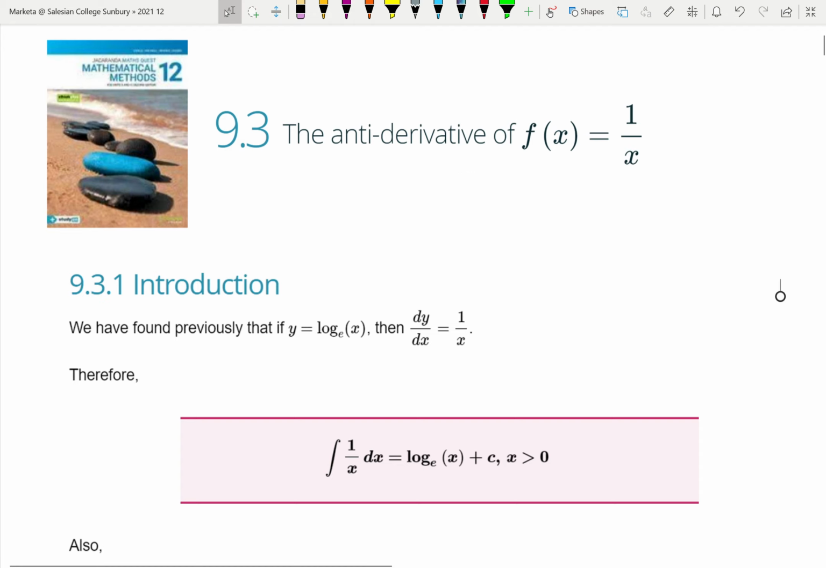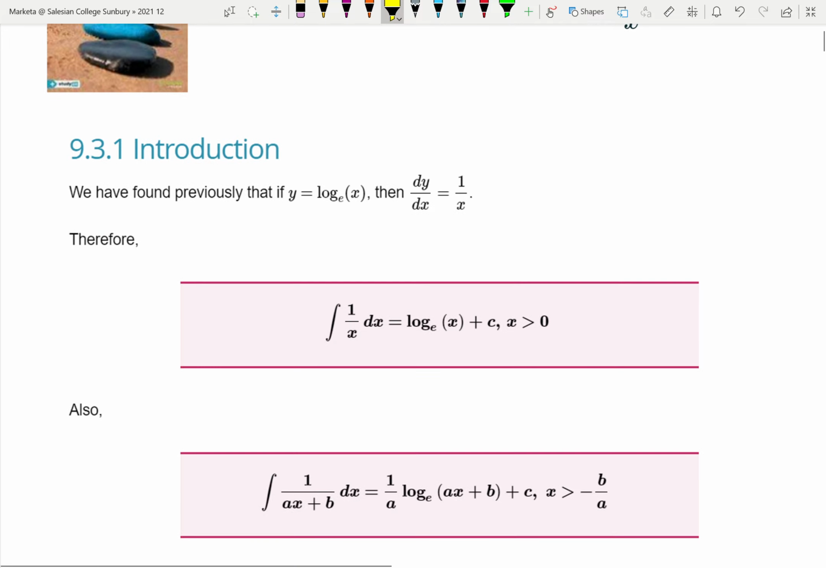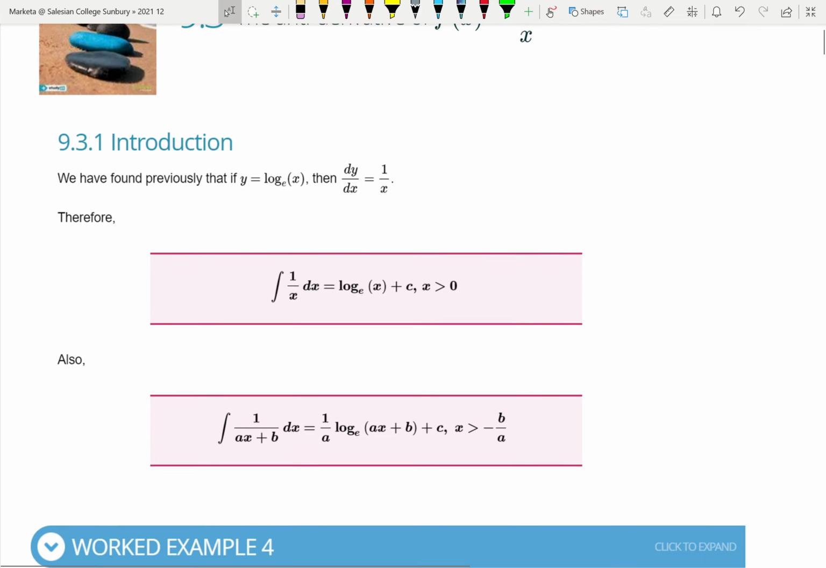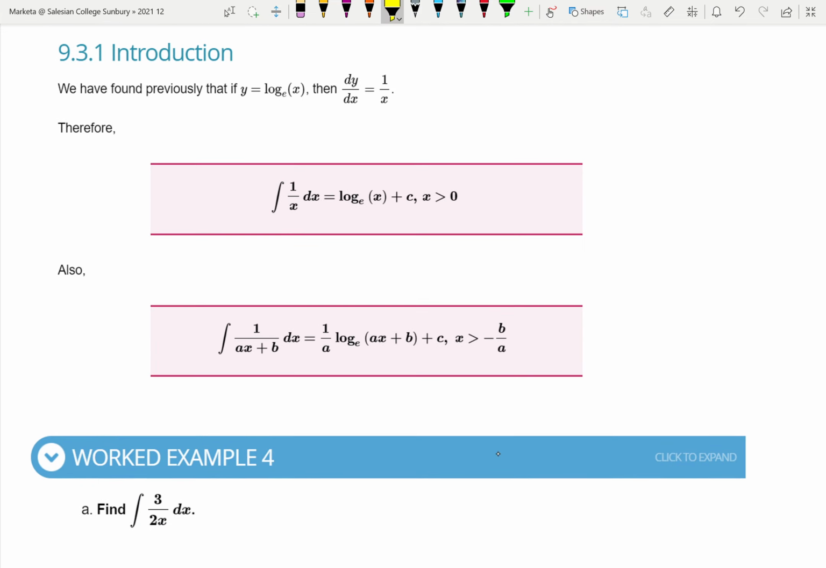So this is the antiderivative of 1 on x. The first thing they give us is the general rules. We want to know that the antiderivative of 1 over x is log e x plus c, when x is greater than 0. And you know why that is, because we can't log 0 and we can't log a negative. So it has to be greater than 0.